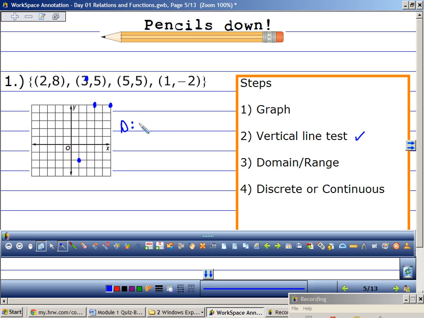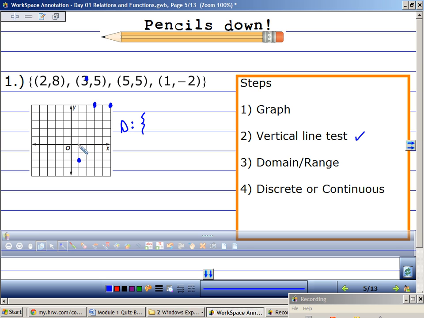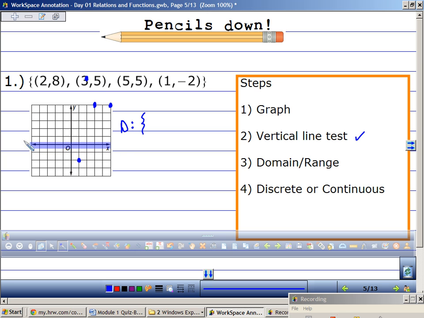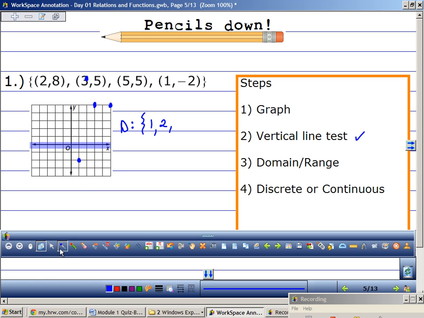The domain is the set of all the numbers that are associated with the x-axis. So if I were to highlight the x-axis, as I'm going along the x-highway, 1, going along the x-highway, 2, going along the x-highway. Sometimes it helps to do this. 3 and 5.